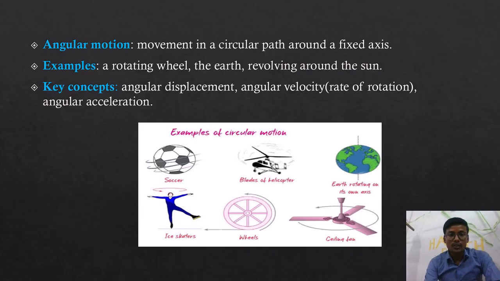Angular motion. What is angular motion? Angular motion is movement in a circular path around a fixed axis. For example, a rotating wheel. These wheels are rotating, but there is a fixed axis. So this is the fixed axis and the wheel is rotating. Same with a ball, the world, and ice skating. These are examples of angular motion.